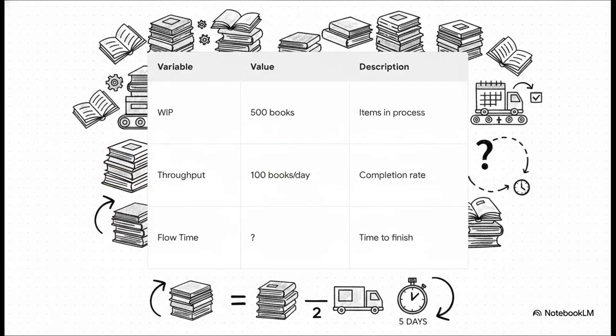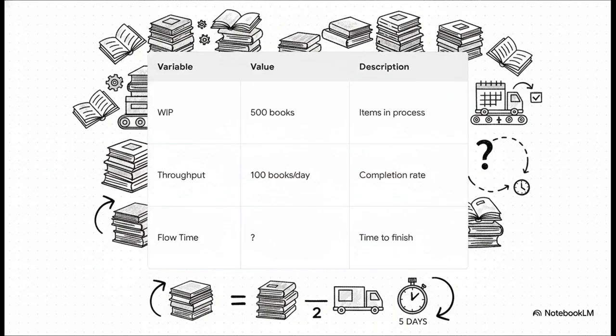Let's make this real. Imagine a publishing house. Okay, so at any given moment, they've got 500 books in different stages of printing. That's their WIP. And their system, it can finish and ship 100 books every day. That's their throughput. So the big question is, can we predict how long it takes for a single book to get all the way through? You bet we can. That's the magic of Little's Law.